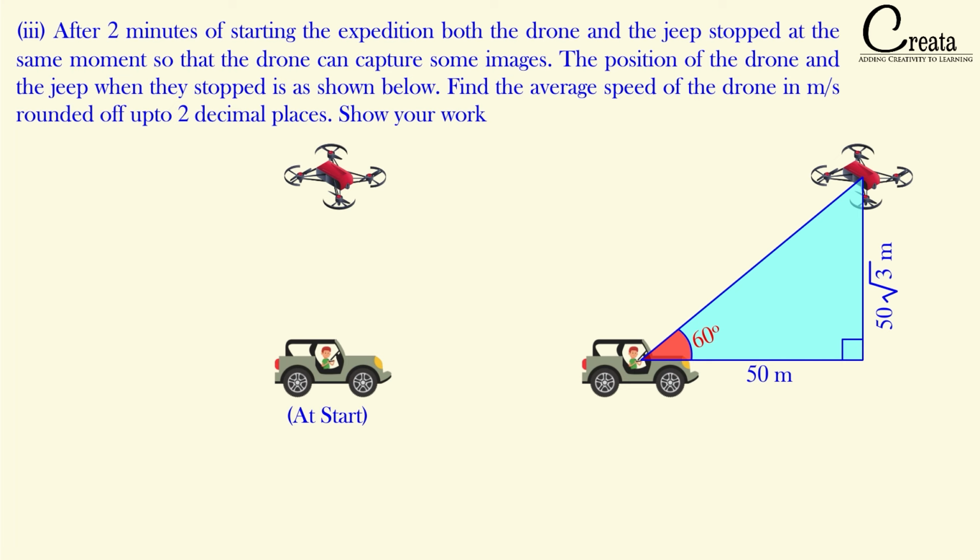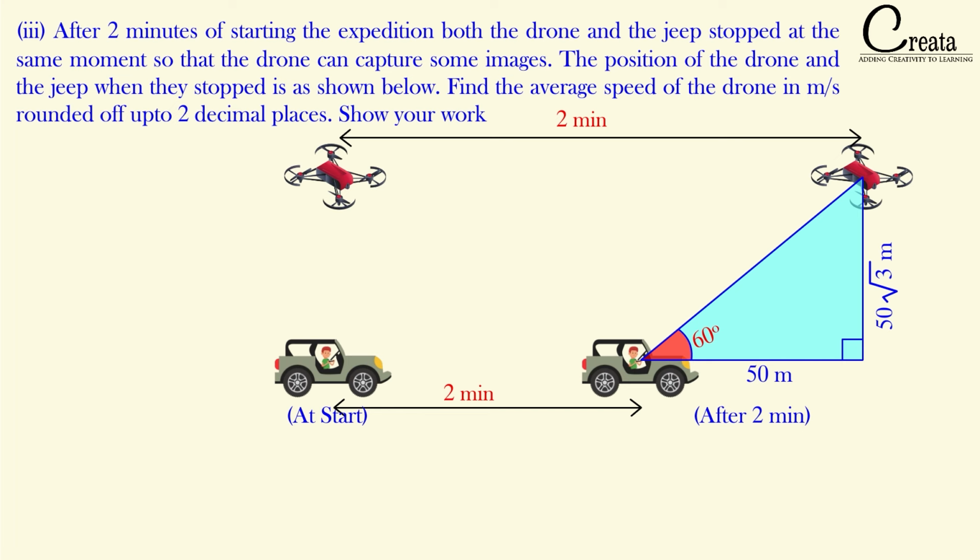Further in this part, it is given after 2 minutes of starting the expedition. It means the jeep and the drone both have traveled for 2 minutes. And in the starting, the average speed of the jeep is given as 10 meters per second. We can use the formula distance is equal to speed into time. Speed we know is 10 meters per second. Time we know is 2 minutes, in seconds it will be 120 seconds. So the total distance traveled by the jeep will be 10 into 120, that is 1200 meters. So the jeep has basically traveled 1200 meters after starting of the expedition.